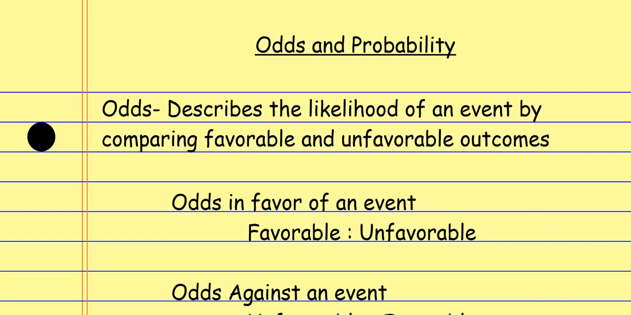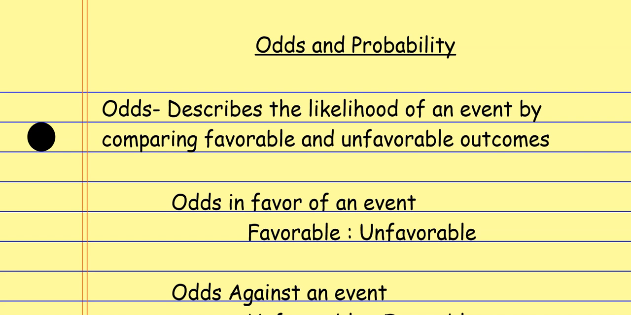Hi there, folks. Today we're looking at odds and probability, so the difference between these two things. Probability we've already dealt with, and probability was how likely it is for something to occur, and we would find the probability by doing the number of favorable outcomes over the total number of outcomes. And odds is very similar to that, but instead of describing the likelihood in terms of the total number of possibilities, we describe the likelihood based on favorable versus unfavorable. Okay? So odds describes the likelihood of an event by comparing the favorable and unfavorable outcomes.